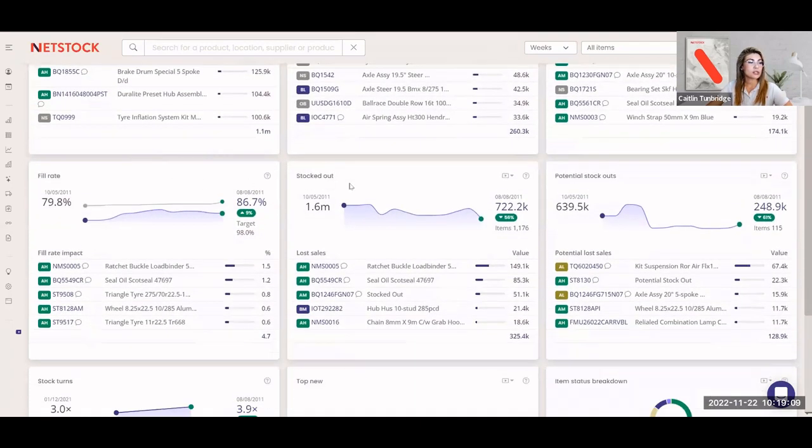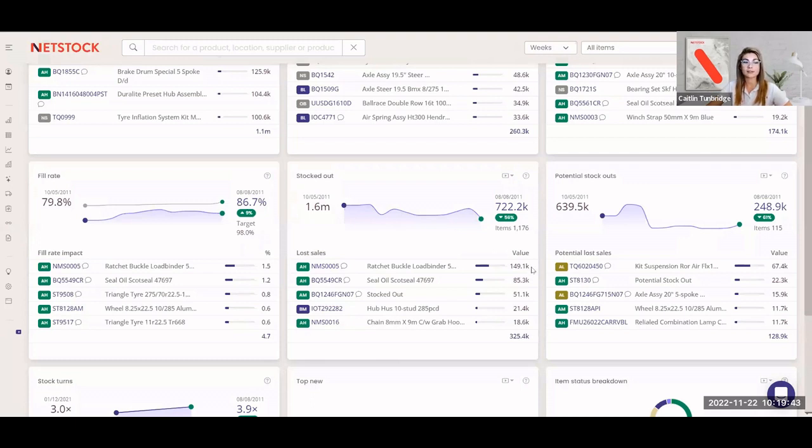Then we've got a row which is particularly relevant to our service level to the customer. So we'll track your fill rate as soon as you start using Netstock, and we'll show you your improvement towards that target fill rate that you're trying to achieve. So here we started with 79.8. We've currently achieved an 86.7% fill rate, but we're trying to achieve a 98%. So these are your top 5 items that are currently detracting from that fill rate in descending order. This item here, which is stocked out, is potentially costing your business the most amount of money as a result of it being out of stock.